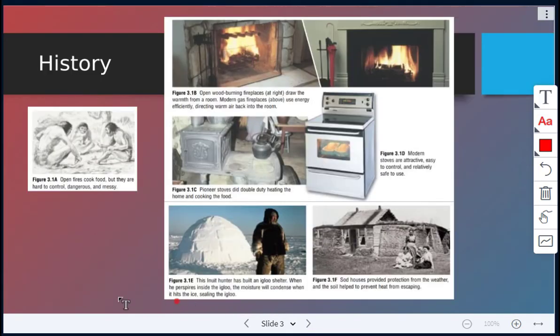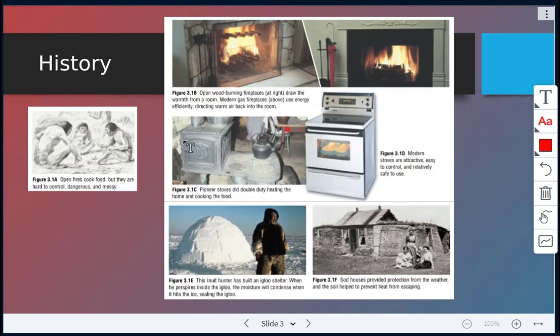So here, just a little bit of history in this diagram, and again, this is from your textbook. We have here open fires being used to cook food, but again, they're hard to control, dangerous, and messy. And then we move on, and here we are looking at open wood-burning fireplaces. So they can draw the warmth from a room. And then we also have modern gas fireplaces that use energy efficiently, directing warm air back into the room.